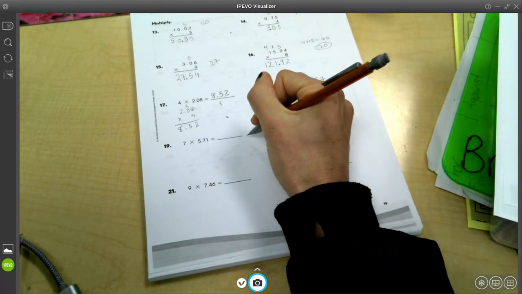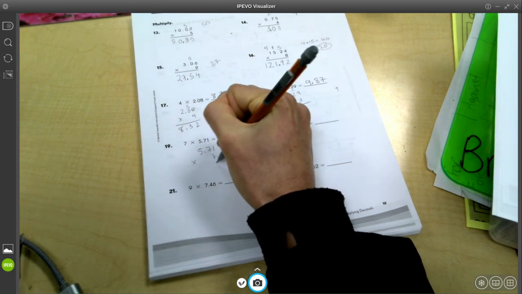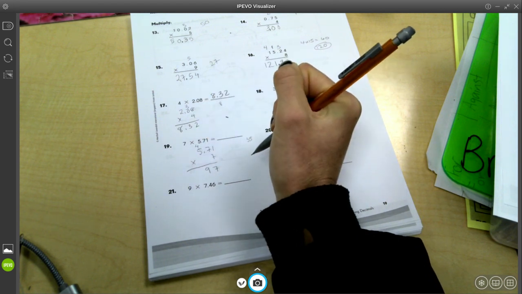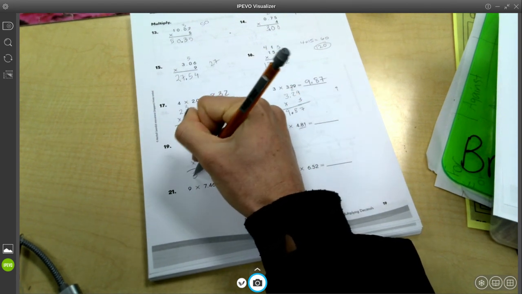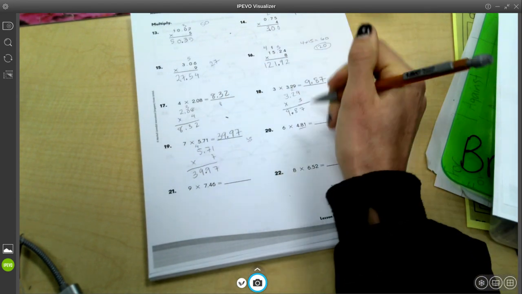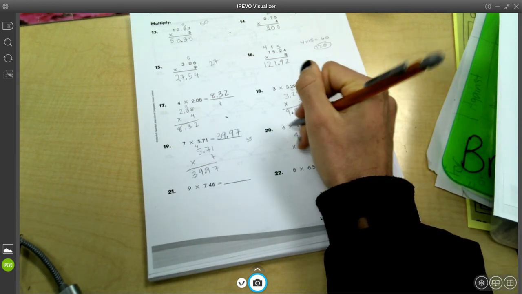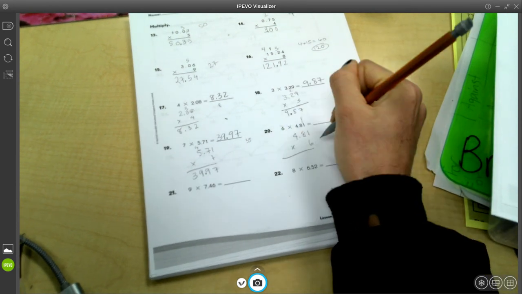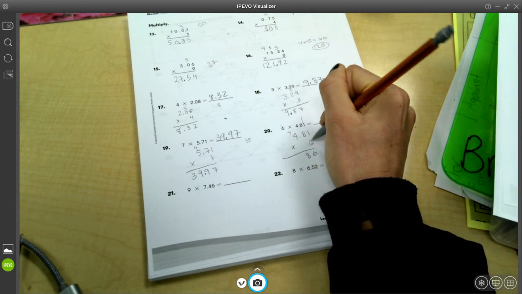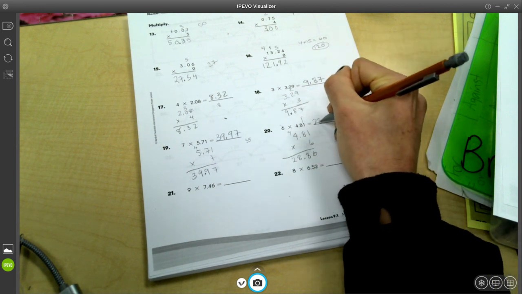All right, 7 times 5 is 35. So my answer should be around 35. 7, 49. 7 times 5 is 35. 36, 37, 38, 39. All right, 4 times 8 is about 24. 4 times 6 is about 24. 6 times 8 is 48. 6 times 4 is 24, plus 4 is 28. So my decimal place should go there.